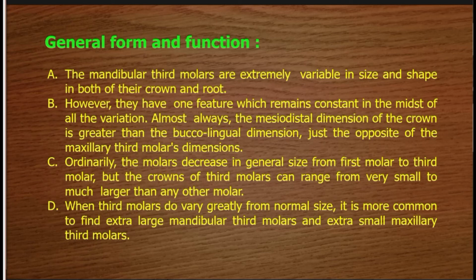Ordinarily, molars decrease in general size from first molar to third molar, but the crowns of the third molar can range from very small to much larger than any other molar. When third molars vary greatly from normal size, it is more common to find extra large mandibular third molars and extra small maxillary third molars. I told you that when they become anomalous, the mandibular molar tends to be bigger and the maxillary molar tends to be smaller.